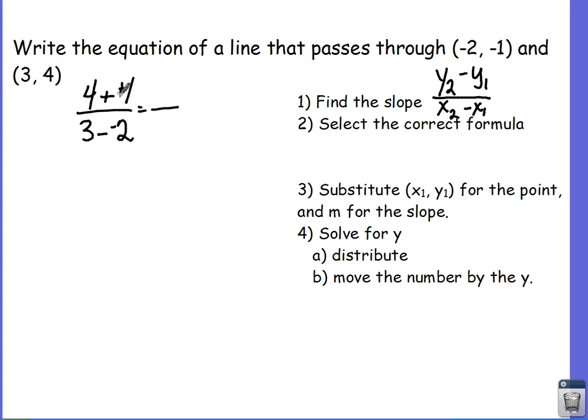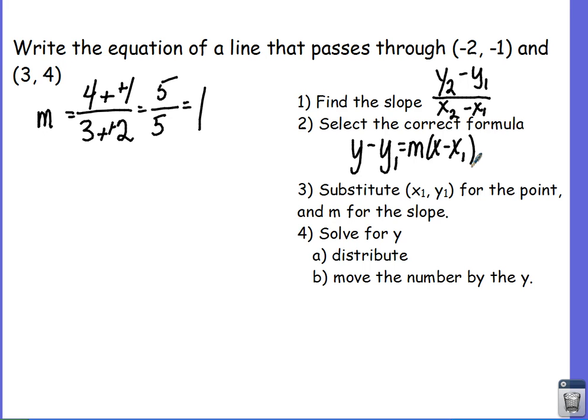So change my signs, I get 5. Change these signs, and I get 5. So my slope ends up being 1. Now I have a slope and I have a point, so the correct formula again goes back to my point slope formula. Now, as you notice, we do have 2 points. It doesn't matter which point you use, but you do need to select one. So let's go ahead and select the first one.